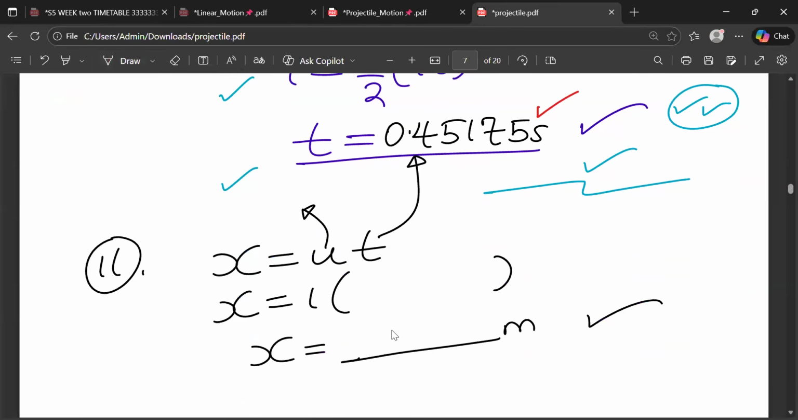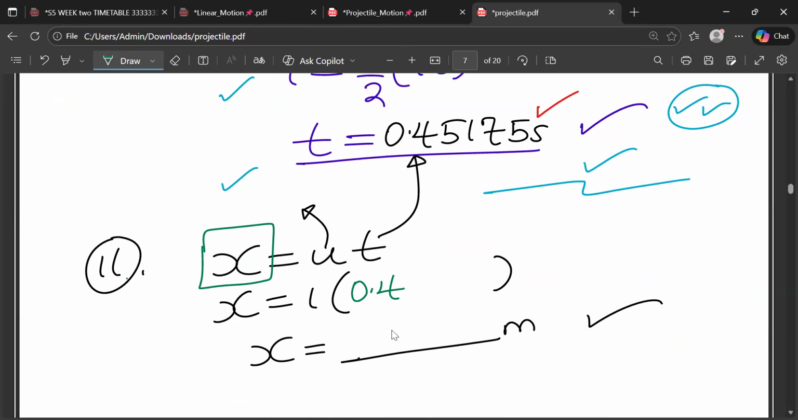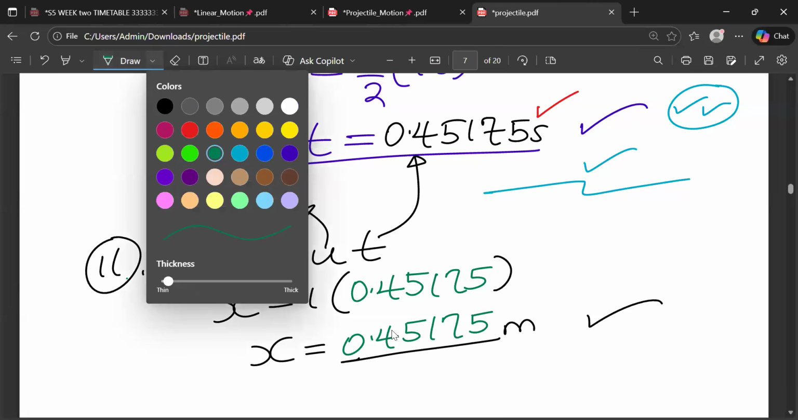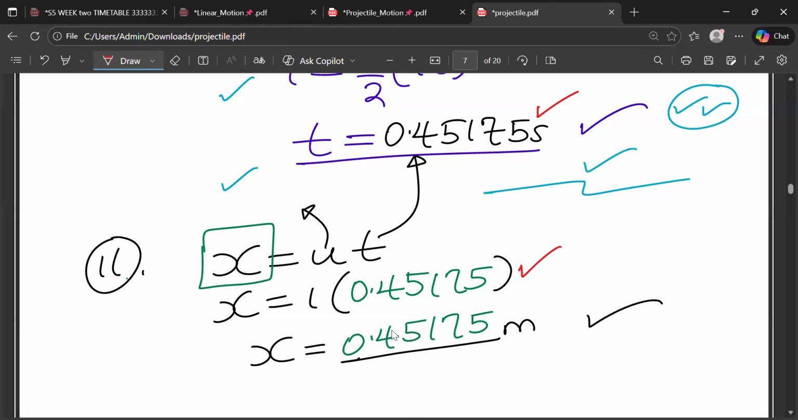So for you to come and get horizontal distance, which I called x, you should substitute the u initial value which is in the question, and then also this T1. So I end up getting the same answer, 0.45175, and it is in meters. This is mathematics, not physics. So they just want to see how you have substituted, how you have written your answer, and you get marks.